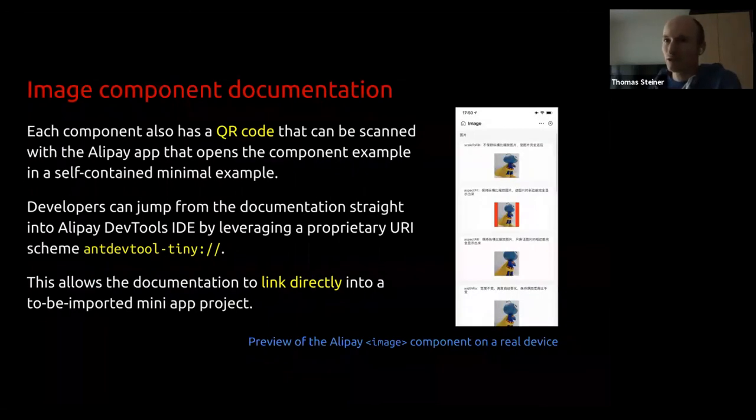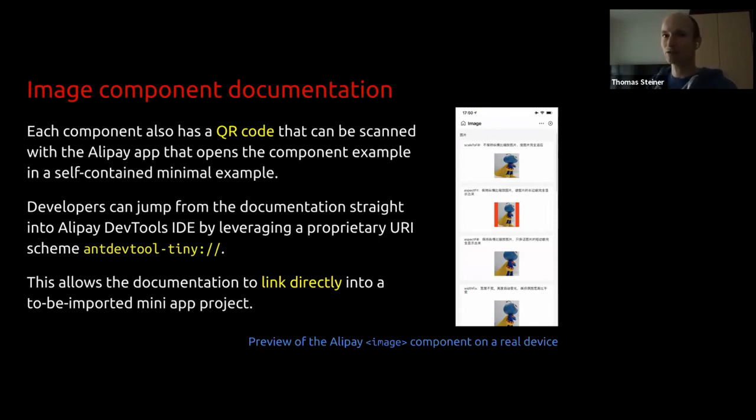And for each component, there's also a QR code that you can just scan that brings you right into the Alipay application, so you can test on a real device. You can see here, this is an Alipay sample mini app that just shows the components. So for each of the components, they make such a testing app available.